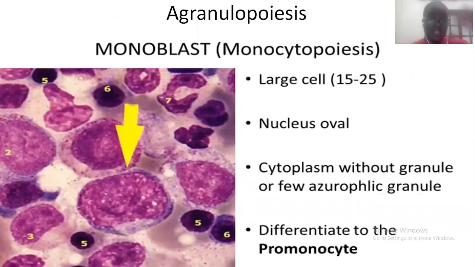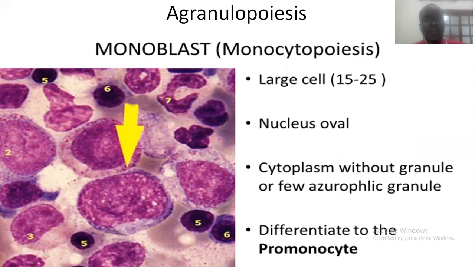So this is the monoblast. The monoblast will become the monocytes. When you're talking of this monoblast, you're looking at monocytopoiesis. The development of the monocytes is also called monocytopoiesis. So the monoblast will develop into the promonocyte, and then the promonocyte will develop into the monocyte later on.